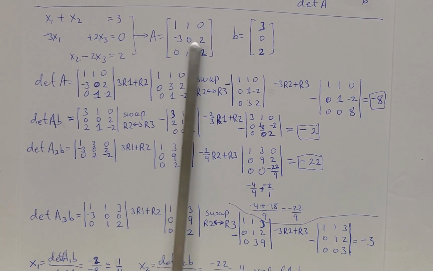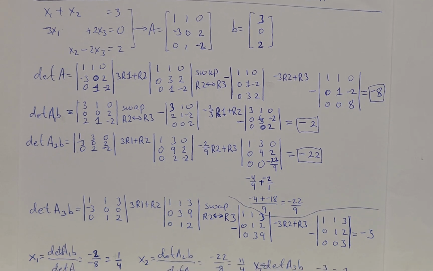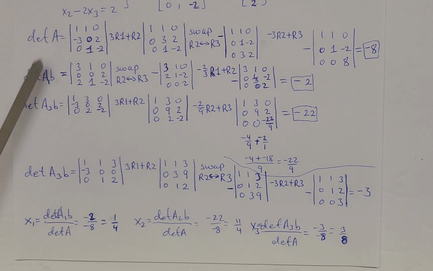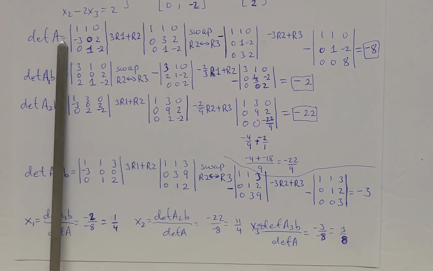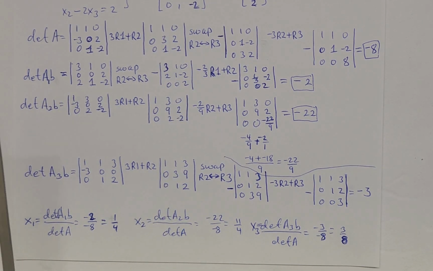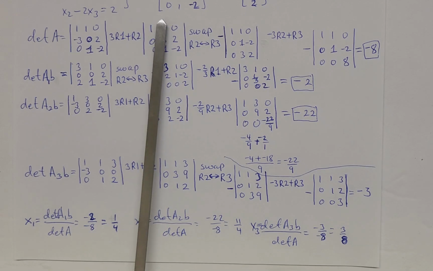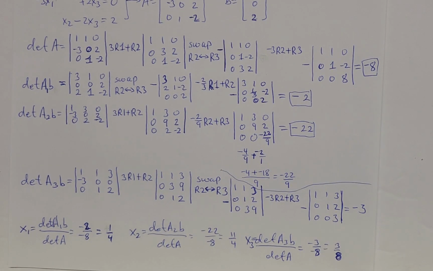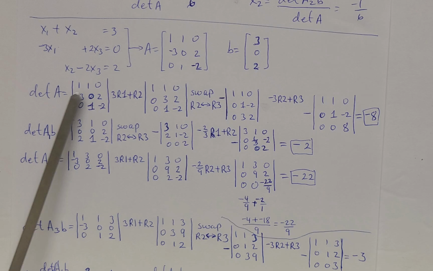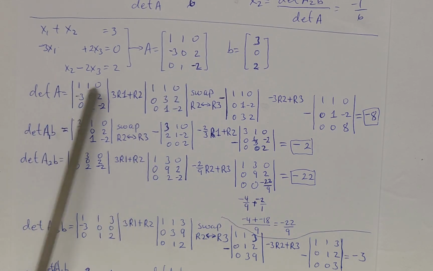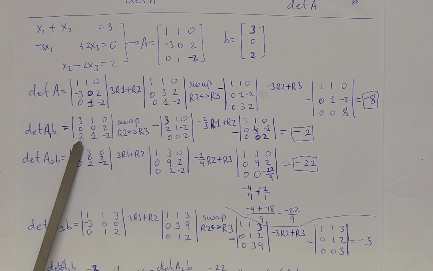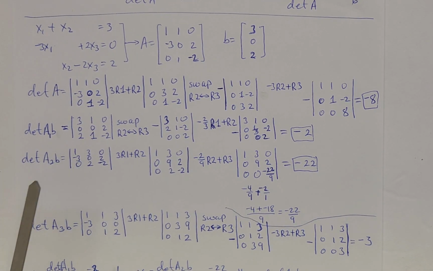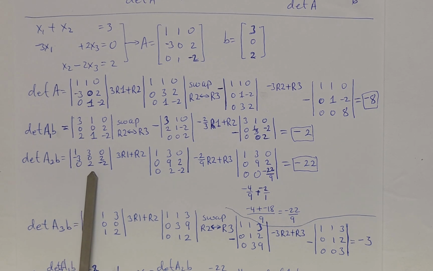Again, since I have 3 columns, I will need 4 determinants. The first determinant will be just the A. Okay, which I wrote right here. And then the second determinant is changing the first column, which I have here. The third determinant is changing the second column. And the last determinant is changing the third column.